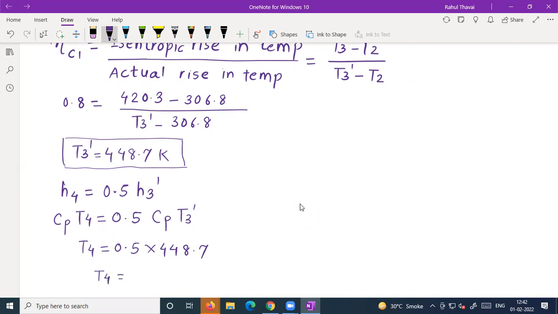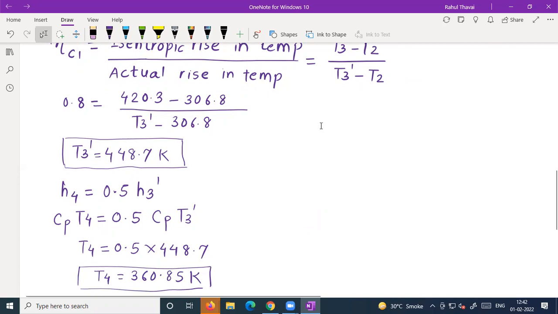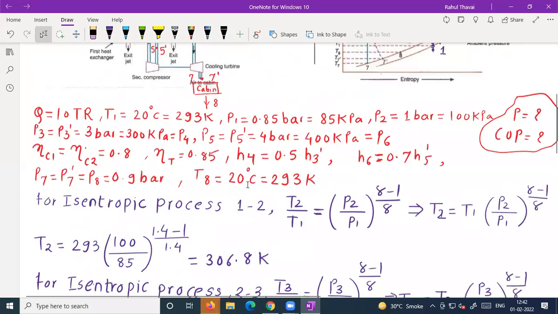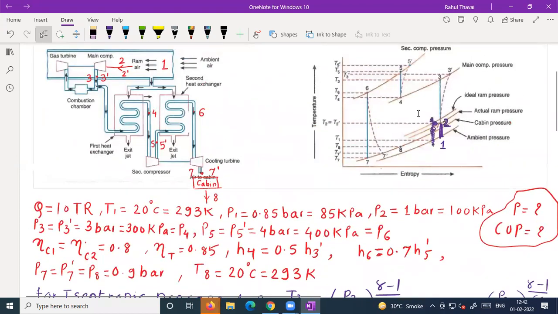Okay, and T4 is coming to be 360.85 Kelvin. So this is the value for T4 that we got, right? Now by using the expression for the enthalpy, you can see this enthalpy was given. We have used that. Now we are at point number 4. Now we should get the temperature at point number 5.